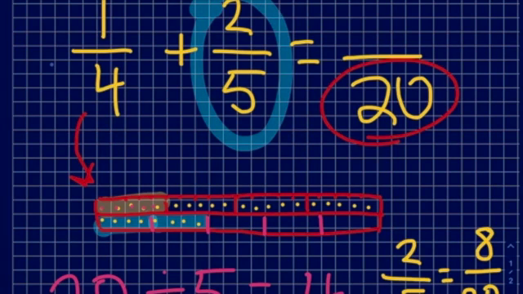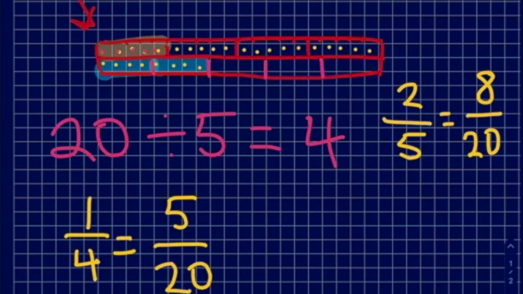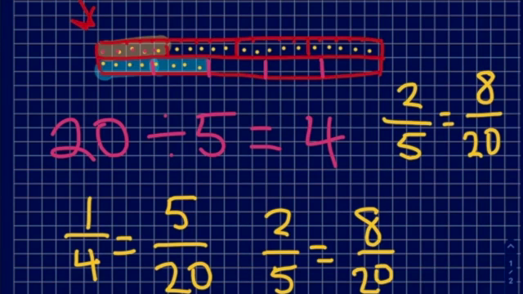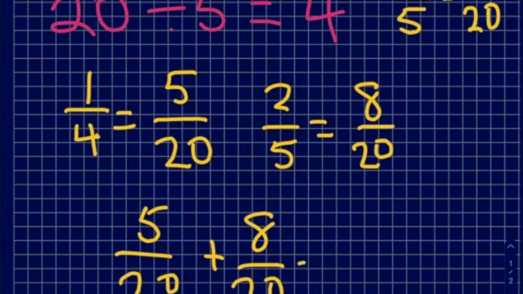8/20. So now I can go and solve my problem. I found out that according to my model, 1/4 is the same as 1, 2, 3, 4, 5/20, and 2/5 is the same as 8/20. Now that they're both 20ths, I can add them together. 5/20 plus 8/20 is equal to 13/20.